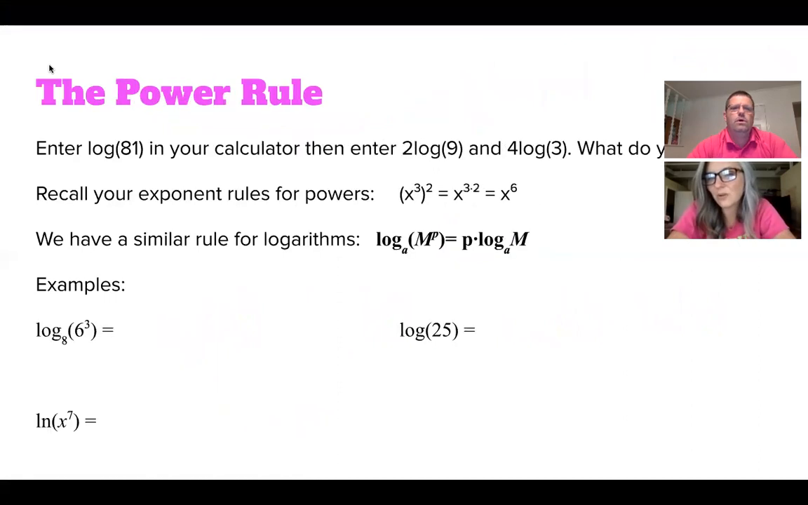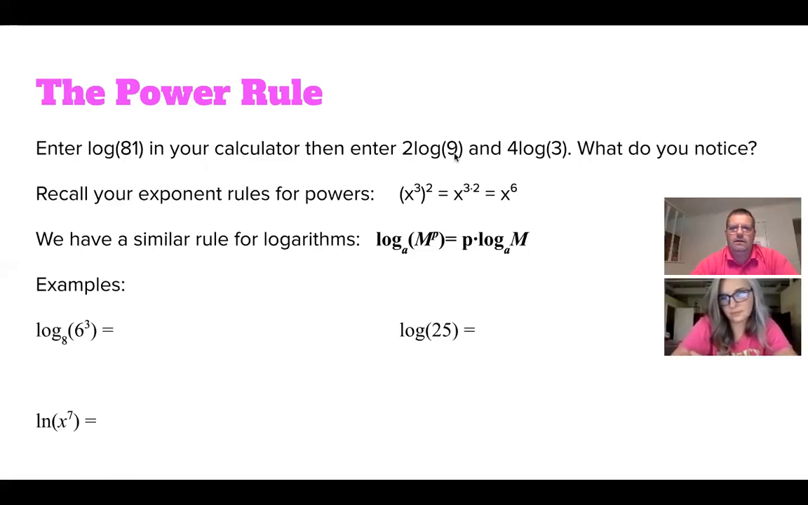All right, one more rule. There are 3 rules: the product rule, the quotient rule, and then the power rule. Likewise, if you take log of 81, if you plug that in your calculator, you'll get some icky decimal. And then if you do 2 times log 9, you'll get the same thing. And if you do 4 times log 3, you'll get the same.